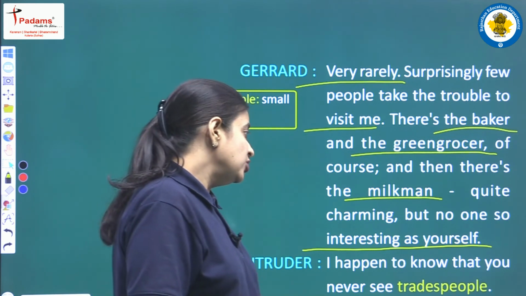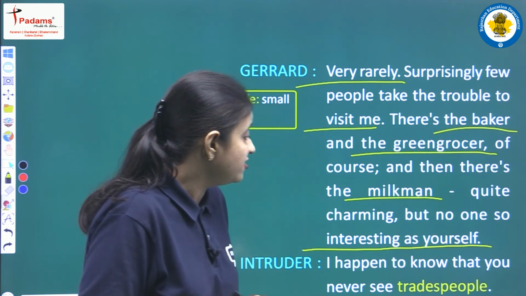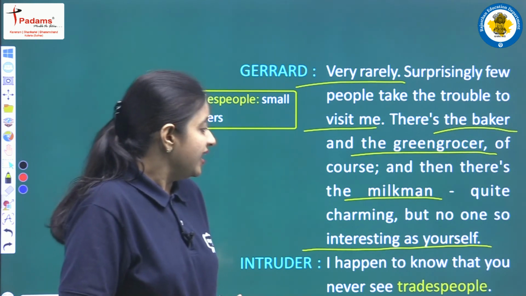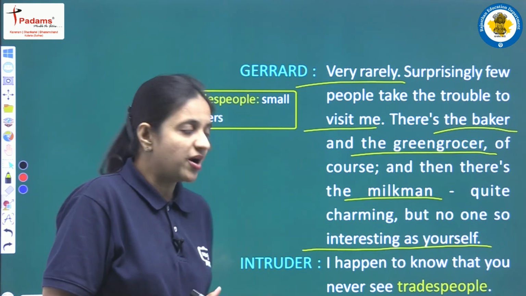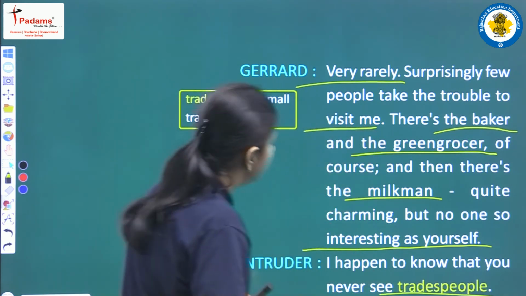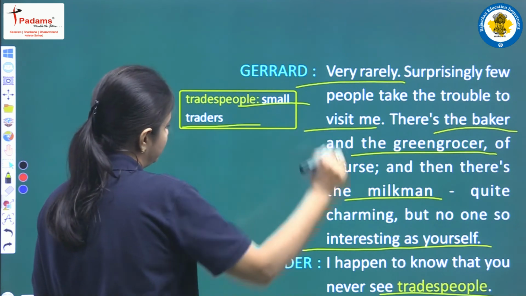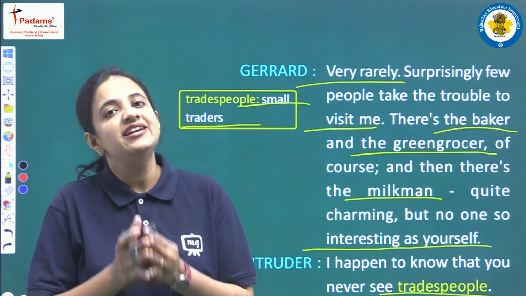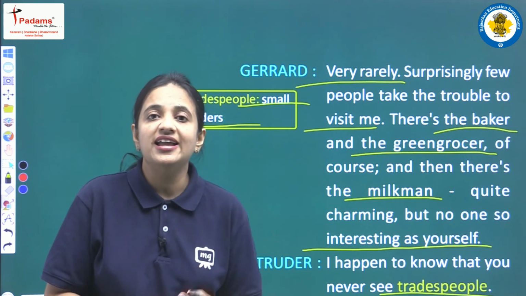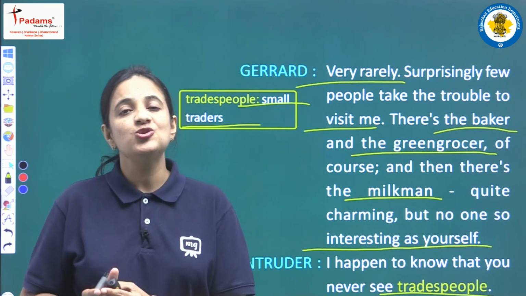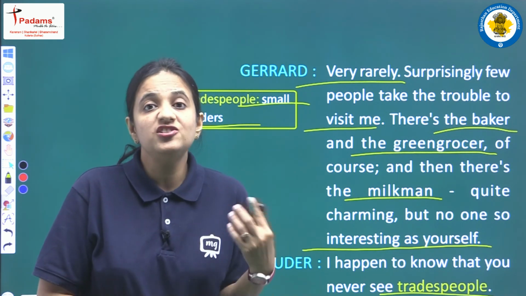Intruder: I happen to know that you never see threats people. Next the intruder is saying that he knows this thing about you, that you never see threats people. So what does threats people mean? It means small traders. So the intruder is saying that he has one more piece of information about you, that you never meet any small traders who come here. So you never ever meet with those traders.